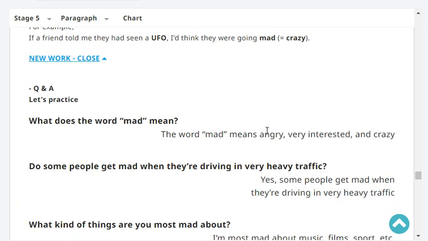Okay, let's practice. What does the word mad mean? The word mad means angry, very interested, and crazy. Very good. Do some people get mad when they're driving in very heavy traffic? Yes, some people get mad when they are driving in very heavy traffic.